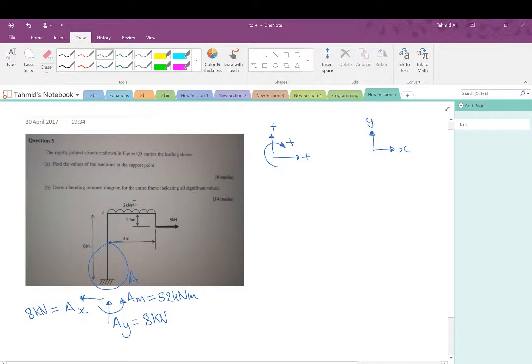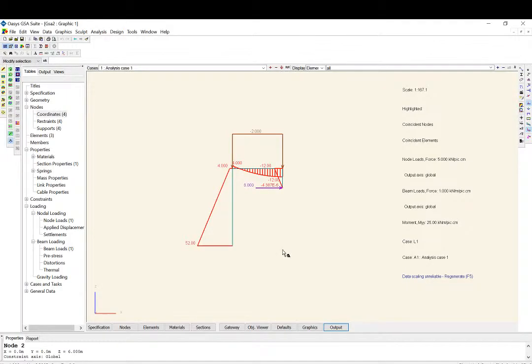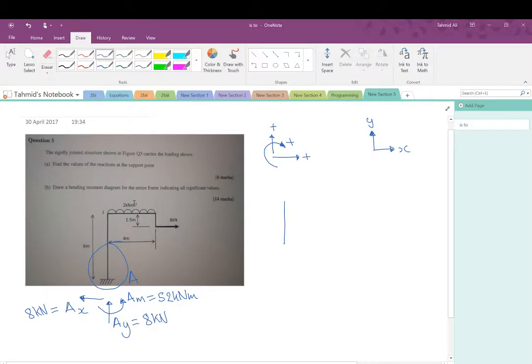So if I consider this segment, I'm going to have the load here, which is going to be 8 kilonewtons. We'll be having a load here, 8 kilonewtons, and I'm going to have a moment here which is 52 kilonewton meters. Now I've defined positive to be clockwise, so my moment here, I'm going to give it a clockwise moment just to keep consistent.